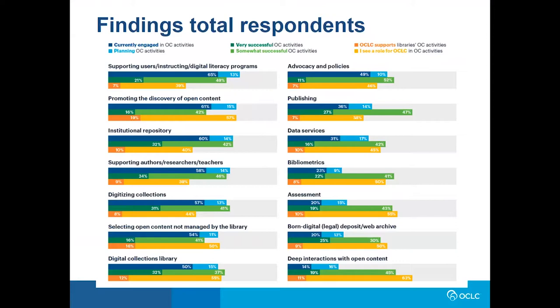Although libraries have difficulty saying, I'm investing so much of my budget in open content, and so much in paid content, because that's difficult to distinguish, since that's not the way they plan their budget. But nevertheless, they were able to say, not how much percent, but for each of these activities, how much is covered by budget line items, how much is covered by FTE allocations and project money. So there is a lot of data out there.